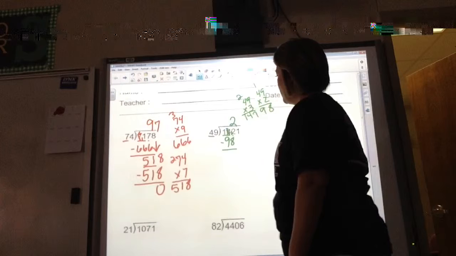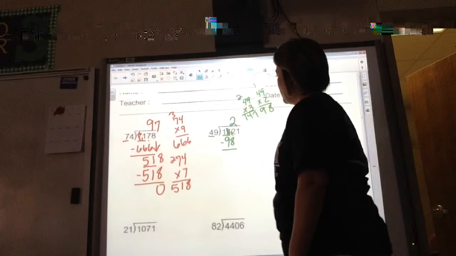10 minus 5 is 5. Do I have something to bring down? Yes, I do. I'm bringing down the 8. Since this is just a two-digit number, I'm only going to underline the 5. How many times can 4 go into 5? 1 time. So I'm going to put a 1 on the roof, which means I just divided.